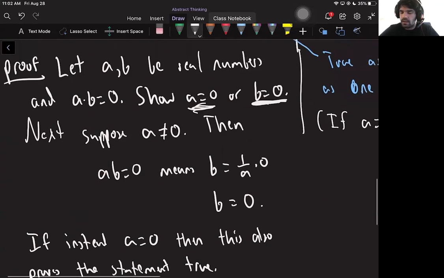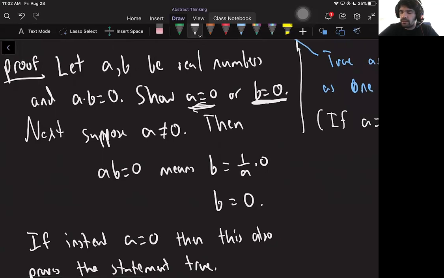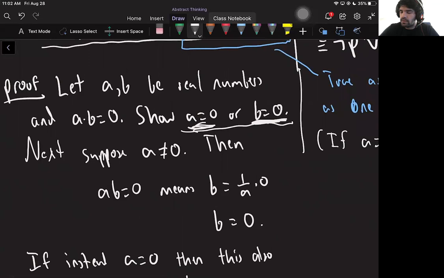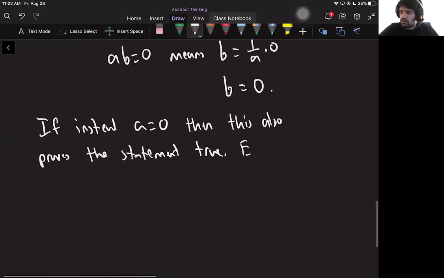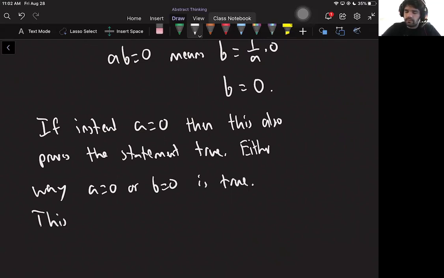So the idea is that in either case, A is 0 or not 0, it doesn't matter, the entire conclusion, A equals 0 or B equals 0, is true. So either way, A equals 0 or B equals 0 is true. So this ends the proof.